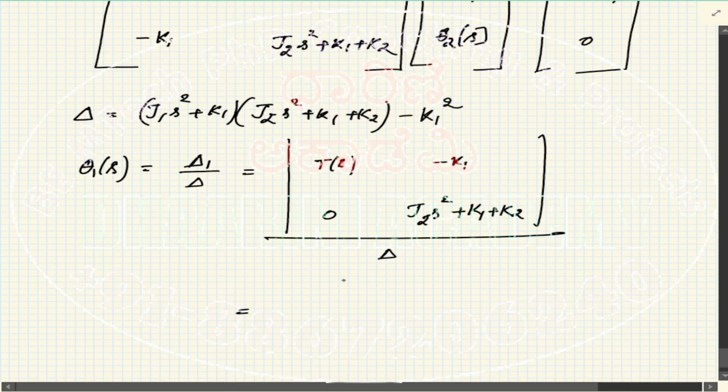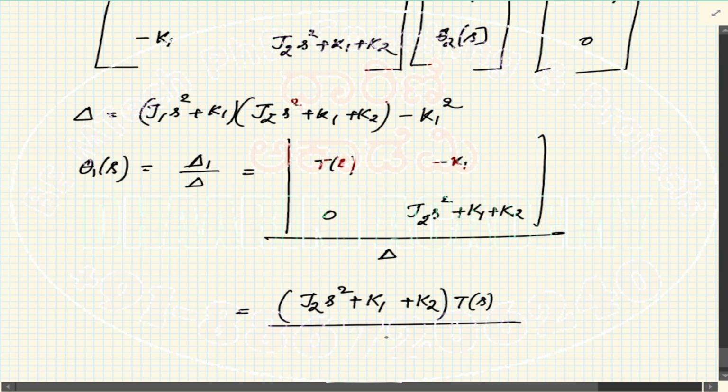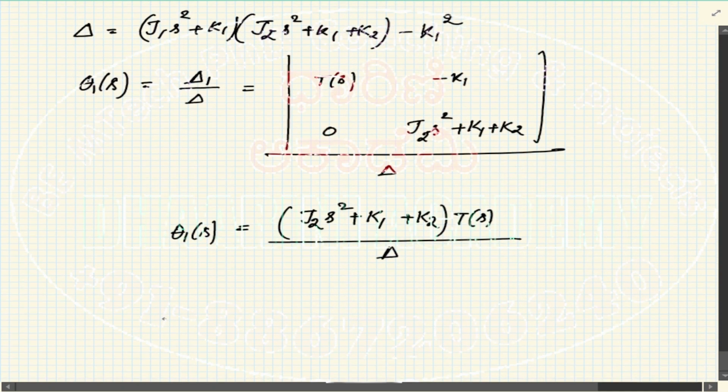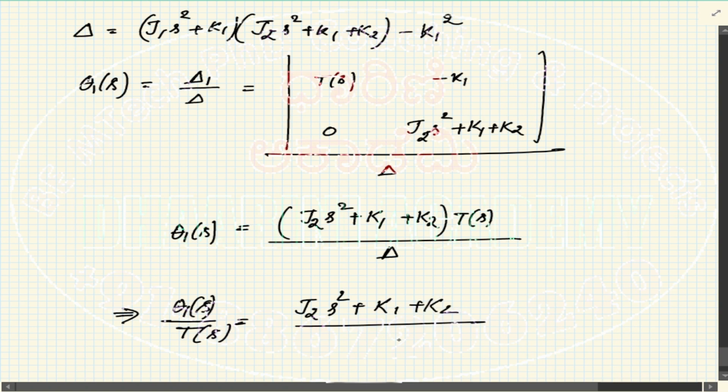Okay, so this is J2 s squared plus K1 plus K2 into T of s whole divided by delta is the theta 1. The function which they have asked is theta 1 by T of s. Correct? So that therefore theta 1 by capital T of s is equal to J2 s squared plus K1 plus K2 divided by delta.